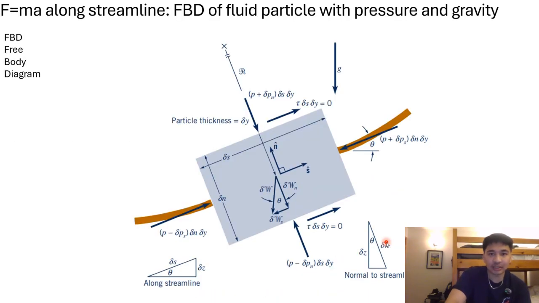Okay. And the reason why I wanted to talk about streamlines is because we're going to apply a free body diagram to a fluid particle along a streamline, which is this orange-brown color you see here. We're just going to be doing this with pressure and gravity. So FBD, if I abbreviate it, is free body diagram. I'm going to try my best to always say what abbreviations are so there's no confusion.